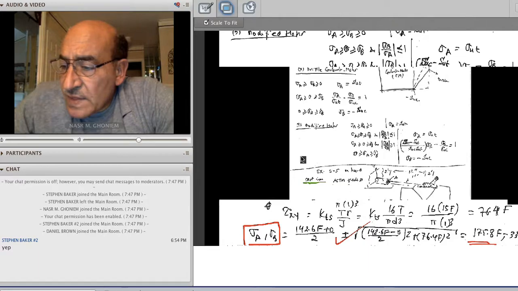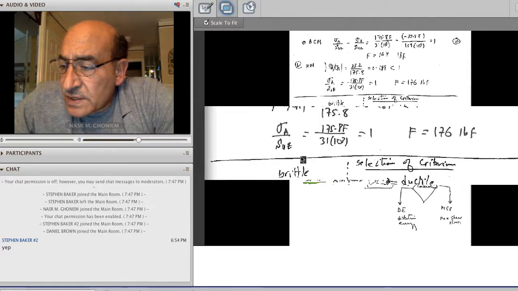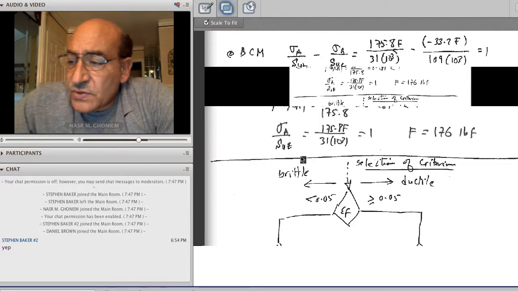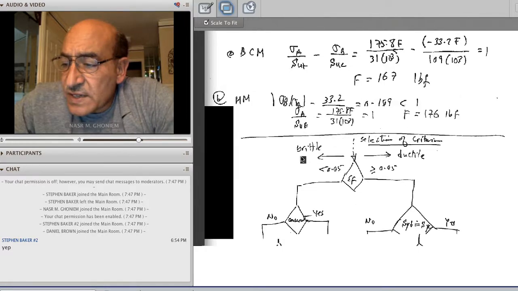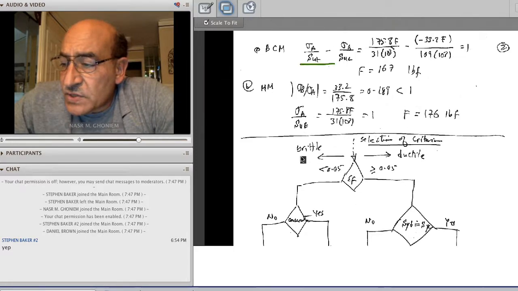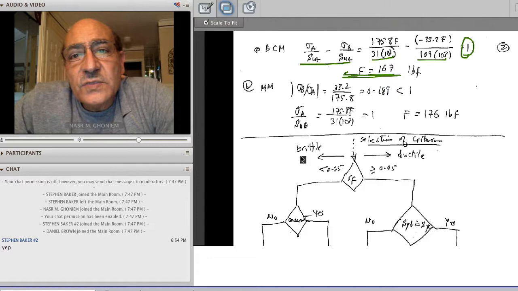And here, if we use the brittle Coulomb Mohr, then we use the equation of the straight line and solve it for a factor of safety of 1. It gives us the force to be 167-pound force that corresponds to a factor of safety of 1.